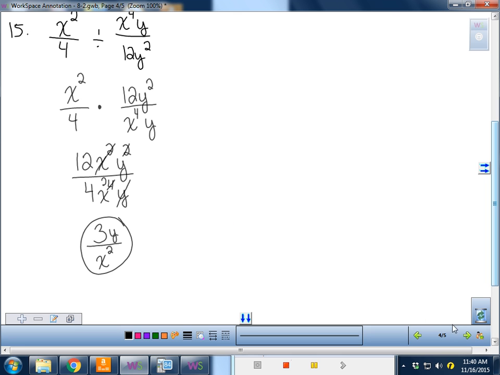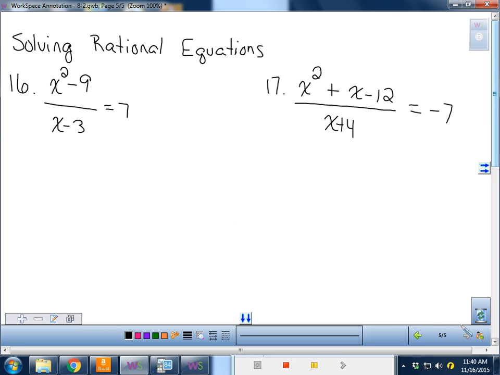Okay? So that is the only thing I'm going to show you on that, because once you keep, change, flip, you've pretty much just done a multiplication problem, which we did several of those. So now let's talk about solving rational equations. Now we've kind of done this already, so this really shouldn't be anything new to you.